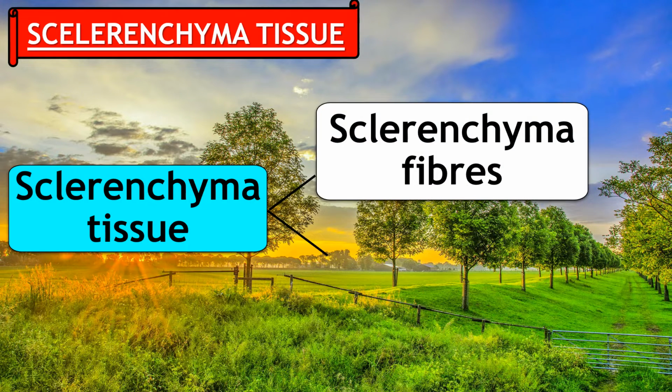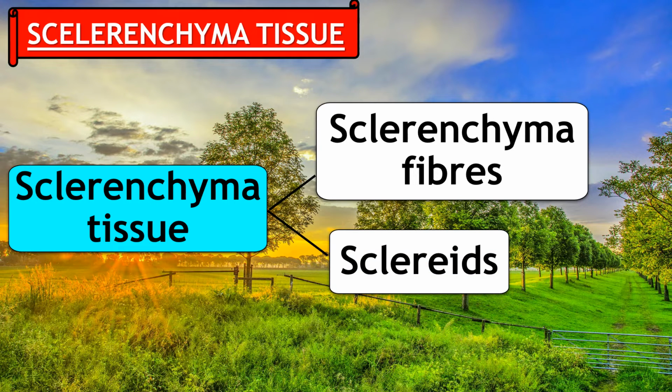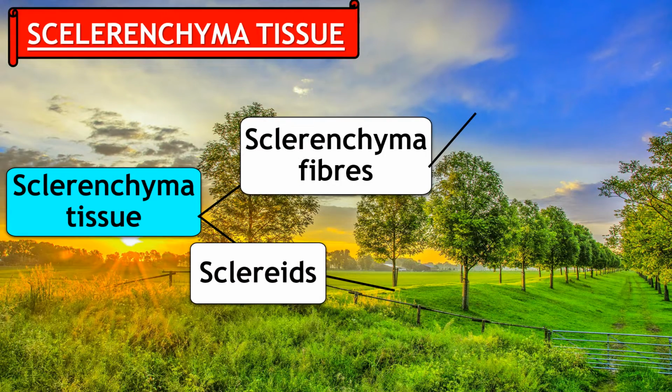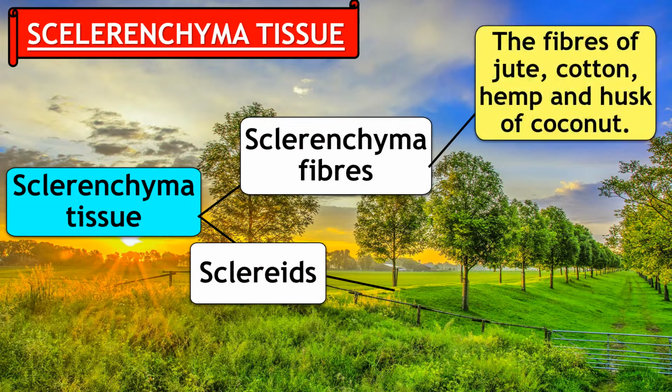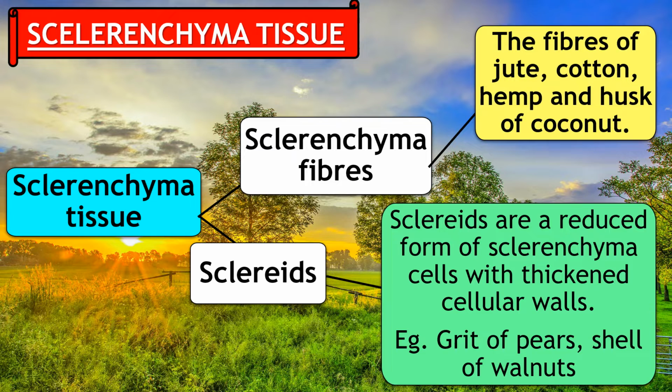Sclerenchyma tissue is of two types, sclerenchyma fibers and sclereids. Sclerenchyma fibers. The fibers of jute, cotton, hemp and husk of coconut are examples of sclerenchyma fibers. Sclereids are a reduced form of sclerenchyma cells with thickened cellular walls. Example, grit of pears, shell of walnuts, etc.